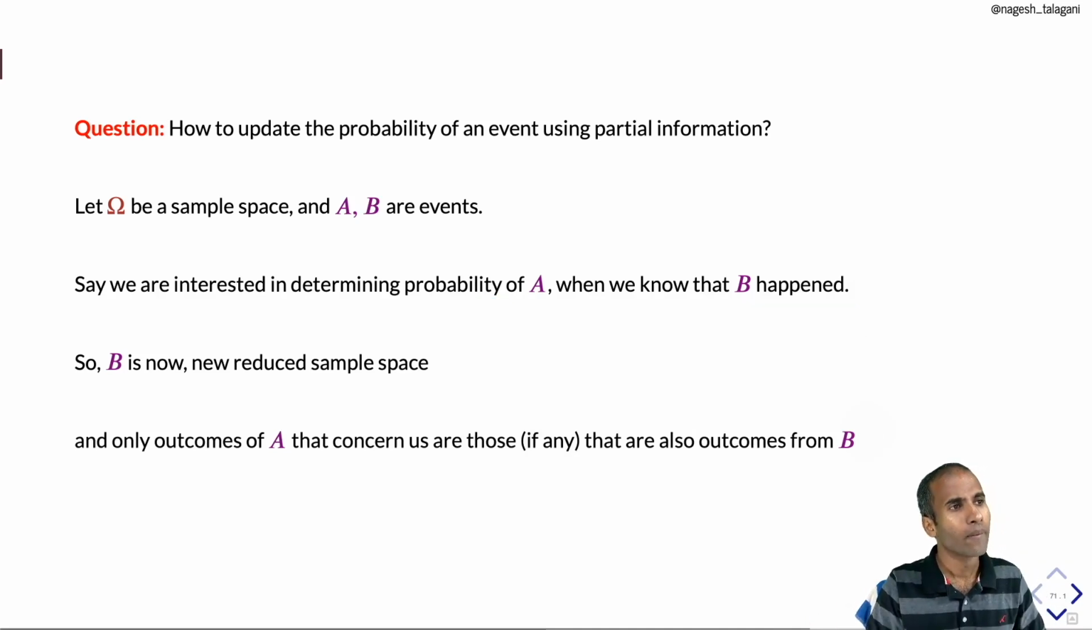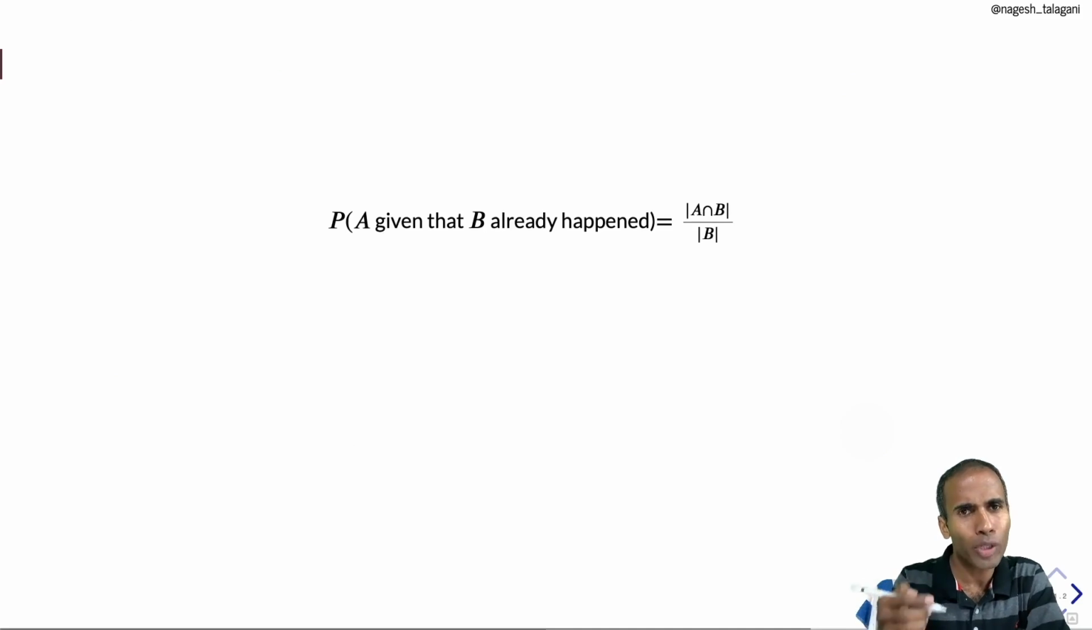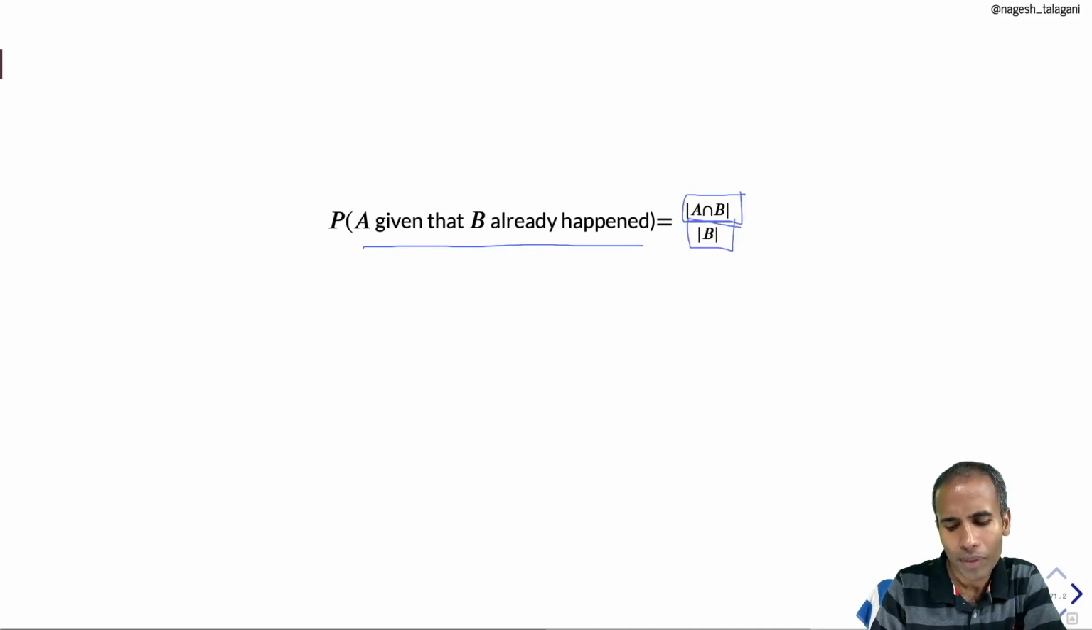So it makes sense to define the probability of A given that B already happened as the number of elements in A intersection B by the number of elements in B.